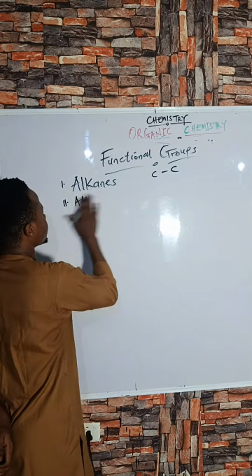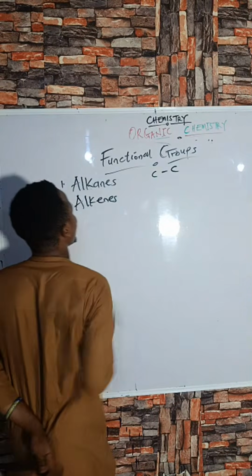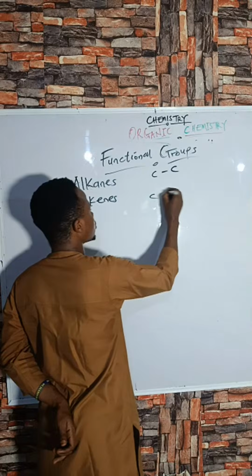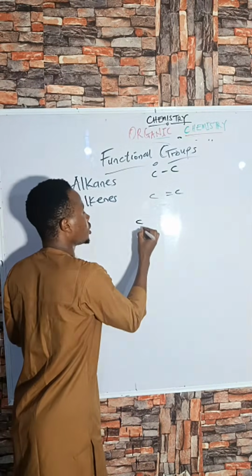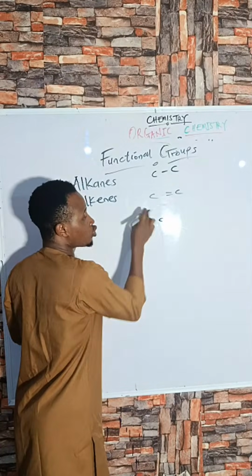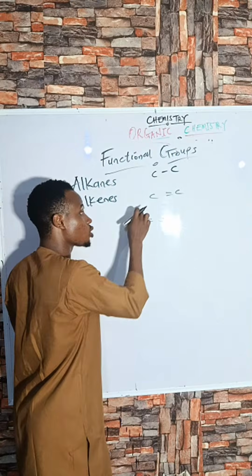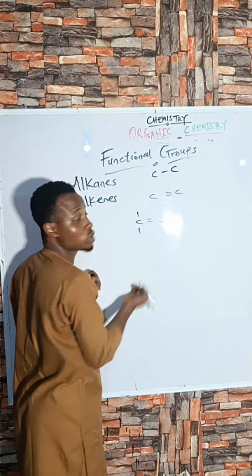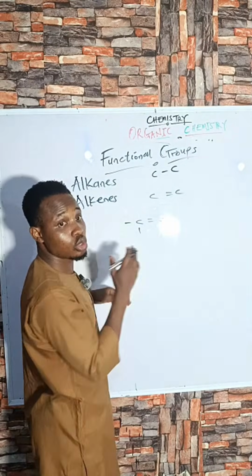The second one now is alkenes. Okay, so for your alkenes, you still see C, but this time around it's a double bond. So what do you expect now? This is C double bond C. You have 2 already out of the 4. So I can put the third one here and the fourth one here. It does not have to be like that. I can decide that I want to put it here. However you want to draw it, it must just not be more than 4.